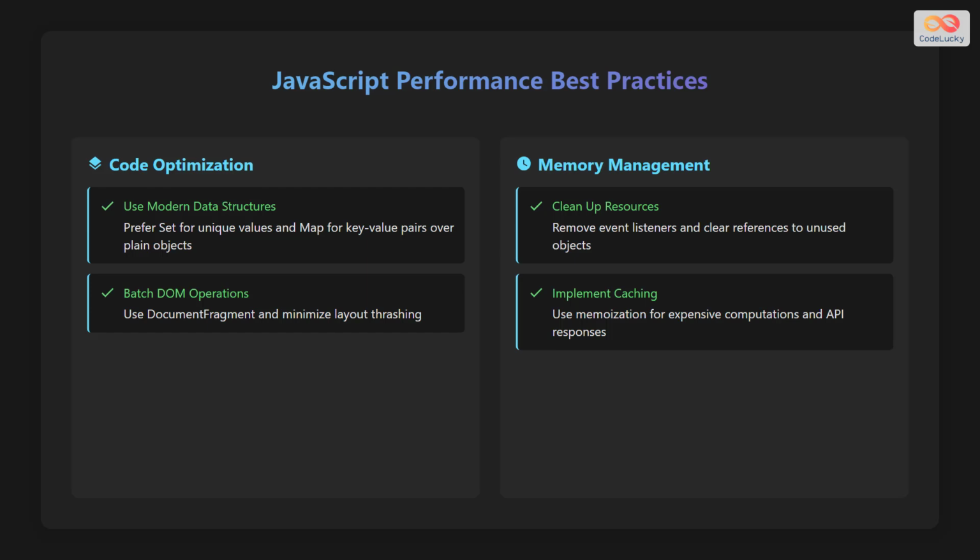Let's recap the best practices for JavaScript performance. For code optimization, always prefer using modern data structures like Set and Map and batch DOM operations. For memory management, ensure you clean up resources and implement caching wherever necessary. By applying these practices, you can significantly enhance your application's performance and build high-performing web applications.